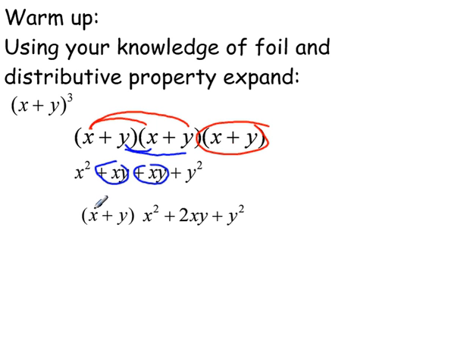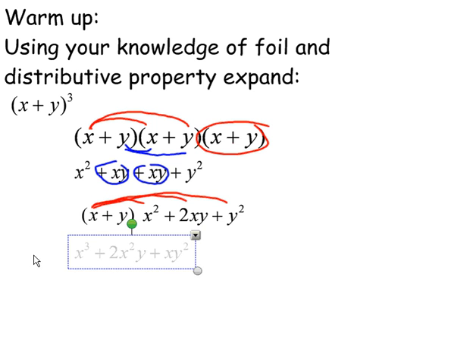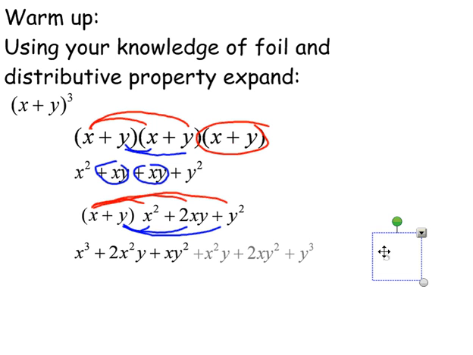We could just start by distributing the x first. So x times x squared, x times 2xy, and x times y squared. And that's what we get. Now we could distribute the y: y times x squared, y times 2xy, and then y times y squared. And this is what we get when we multiply that.